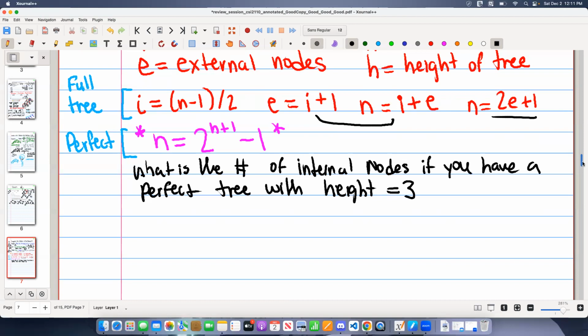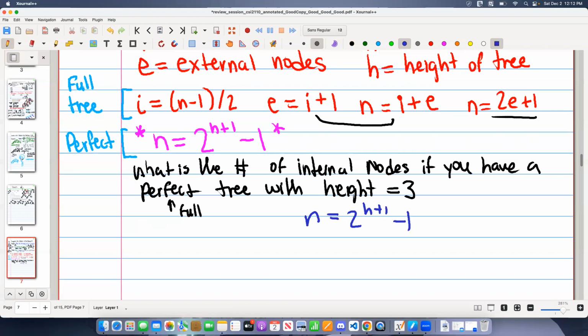It's a perfect tree. We know that if it's perfect, then it must be full, so we can equate it to that. Well, we have a perfect tree formula that takes height, so we know we must use it. I'm going to use a different color. We have n is equal to 2^(h+1) minus 1.